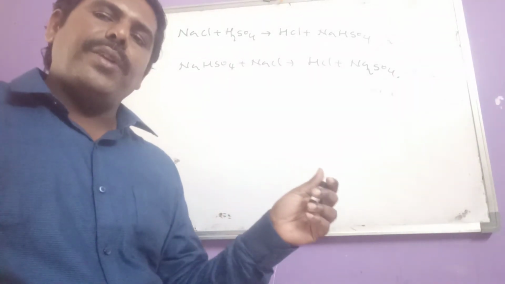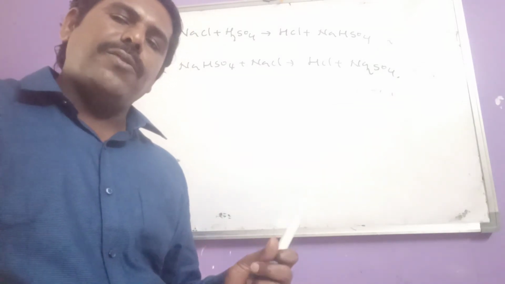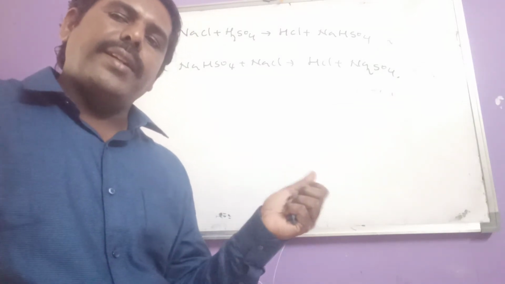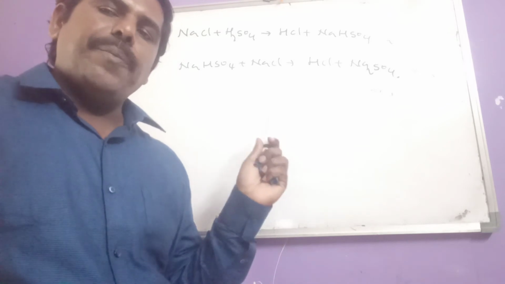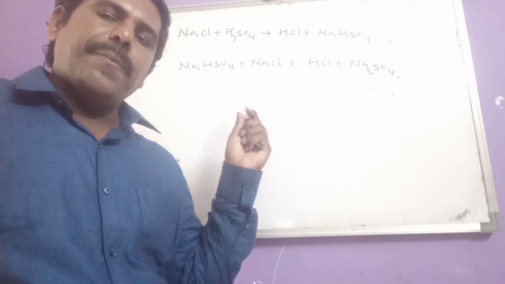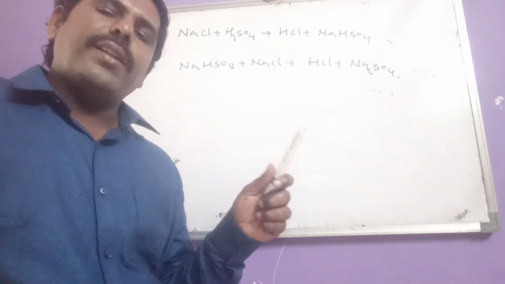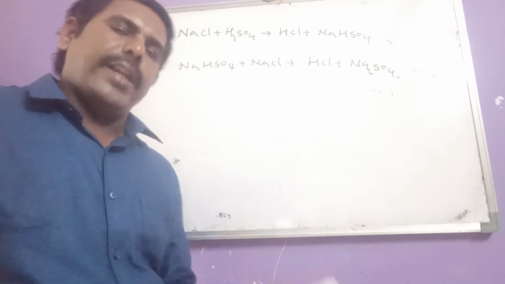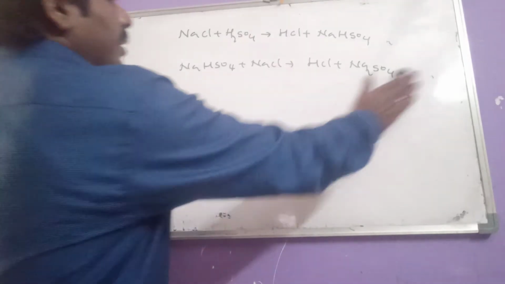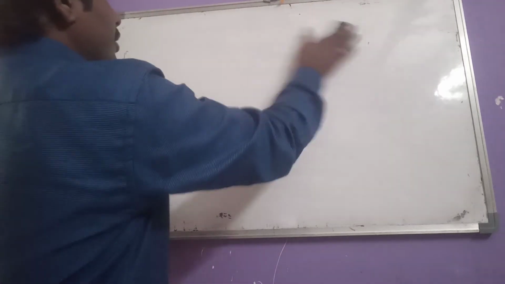HCl is dried over concentrated sulfuric acid. HCl is dried over which one? Concentrated sulfuric acid. P4O10 cannot be used for drying HCl because it gives an addition compound with P4O10. Okay, then after that let us see the properties of HCl.